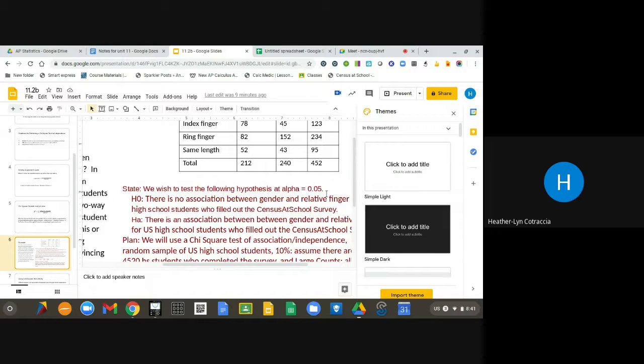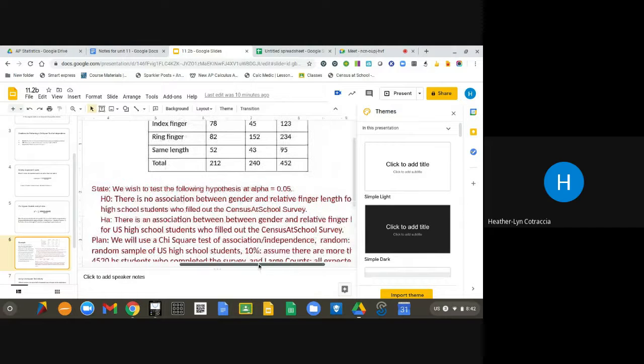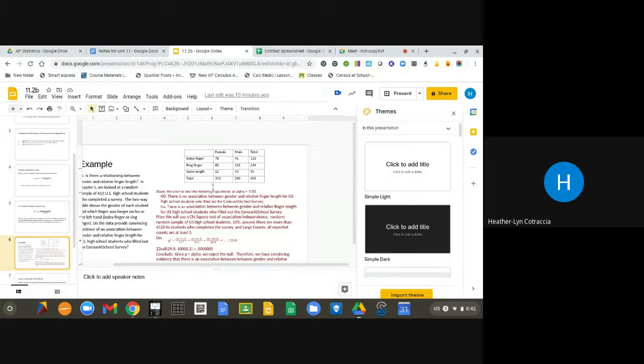If a type 2 error has some severe consequences, you may want to raise the alpha level, because we saw that if you raise alpha, that's raising a type 1 error. Type 1 errors and type 2 errors are inversely related, so then your type 2 error would go down. But I don't think in this situation we have any severe consequences to make either error worse, to say that there's no association between gender and relative finger length, or that there is an association. So I think we can just leave our alpha value at 0.05. I don't think we need to change that.